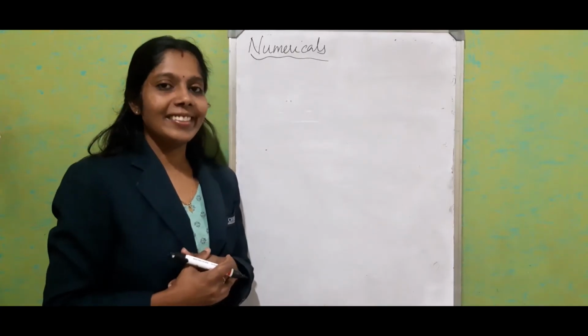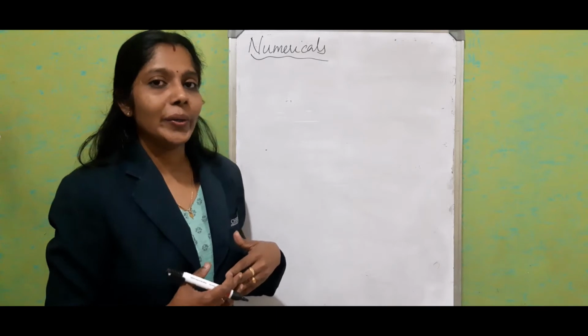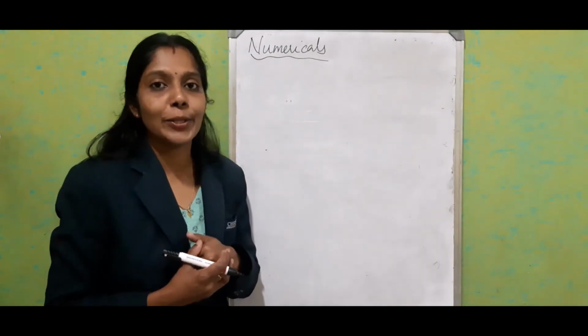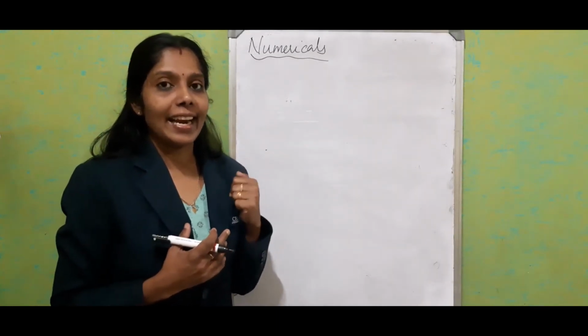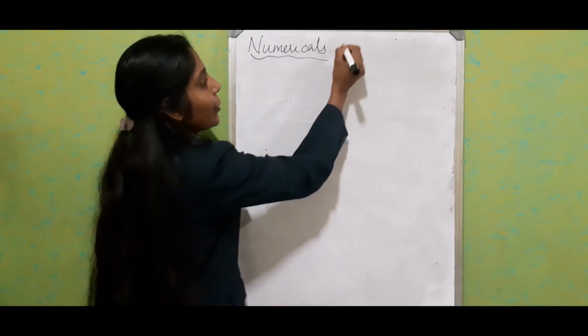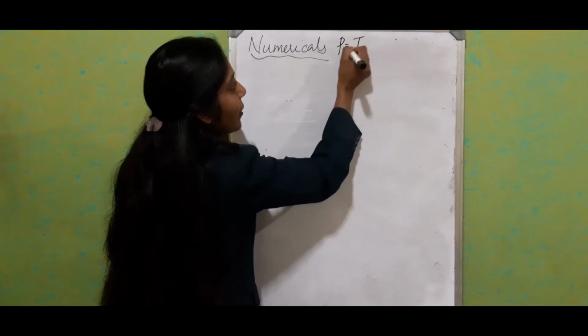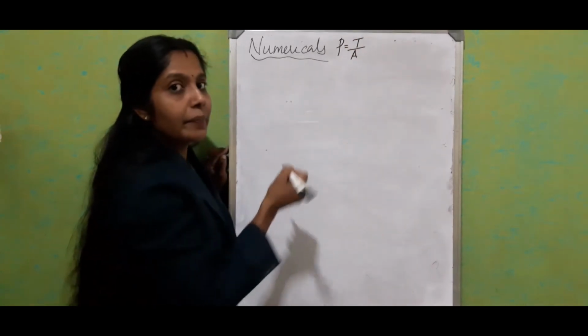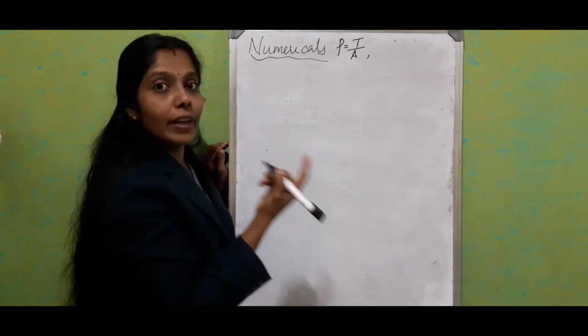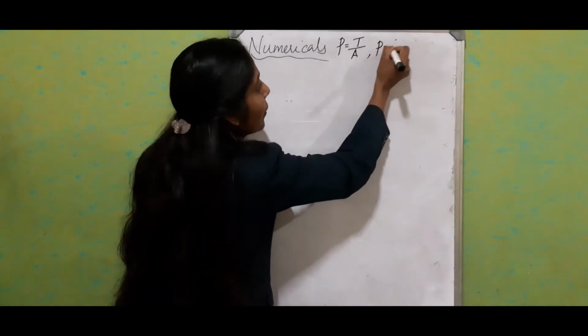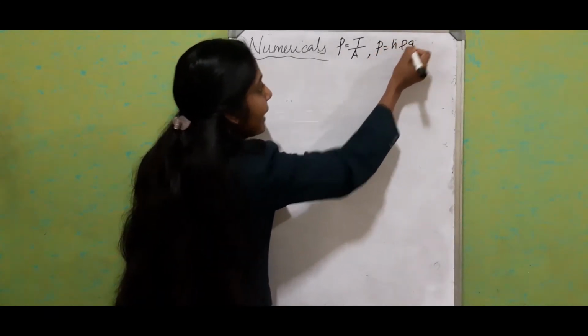Hi everyone. In this session, we are going to solve some numericals based on pressure. Let's write the equations. So, pressure for solid objects is equal to thrust divided by area. If we see, as in the case of liquid, P is equal to h rho g.